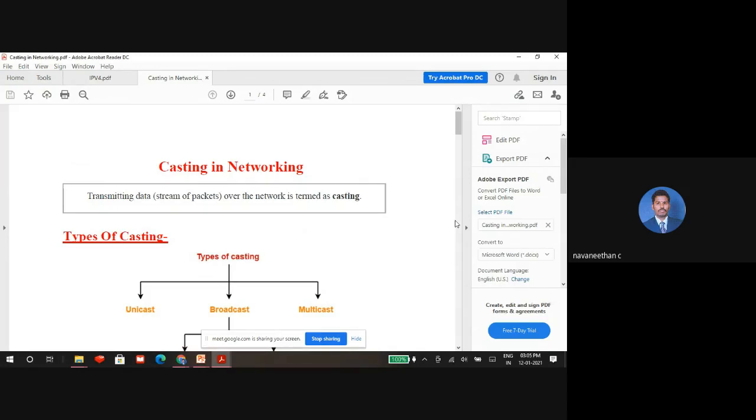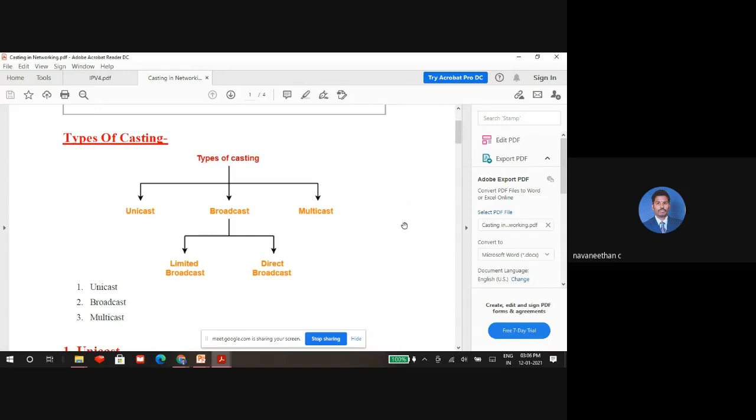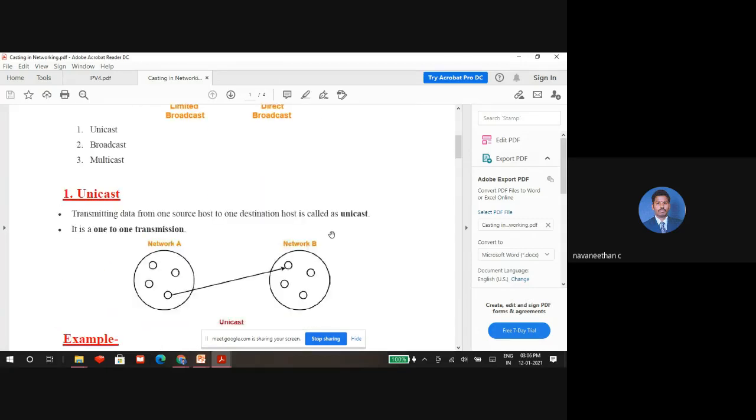Types of casting: basically unicast, multicast, and broadcast, that is, one-to-one, one-to-many, and one-to-all. You might have known this. What is casting? We have to transmit data over the network, and that is termed casting. Here we have different types of casting: unicast, multicast, and broadcast. Students, with respect to addressing, in what way are we using this?